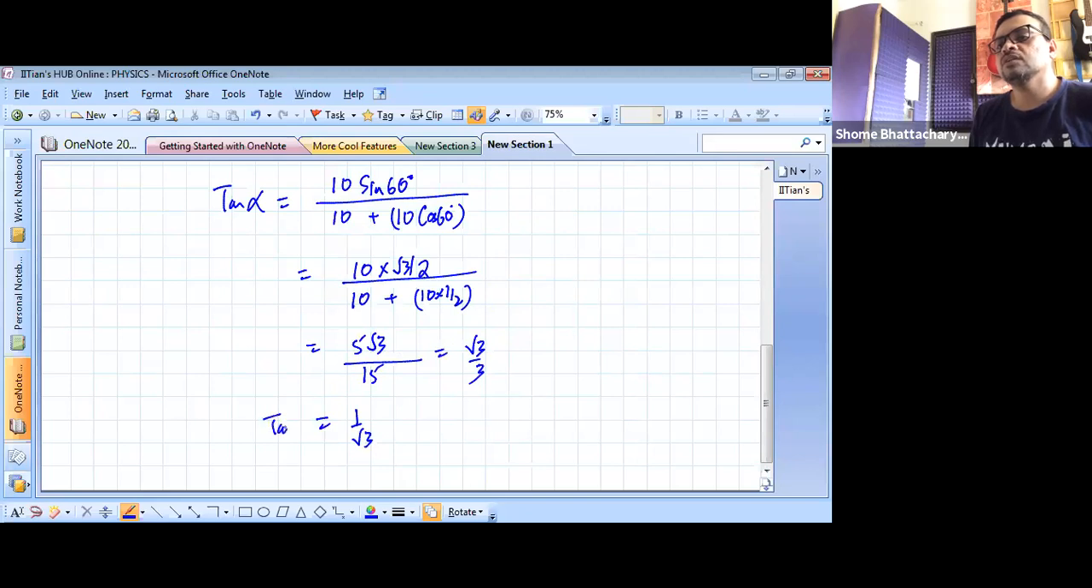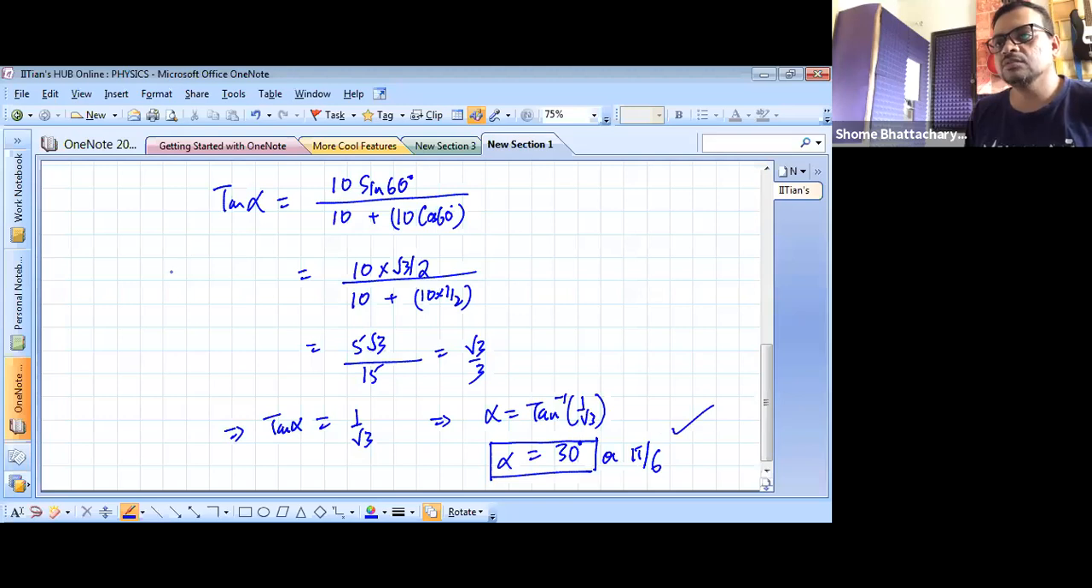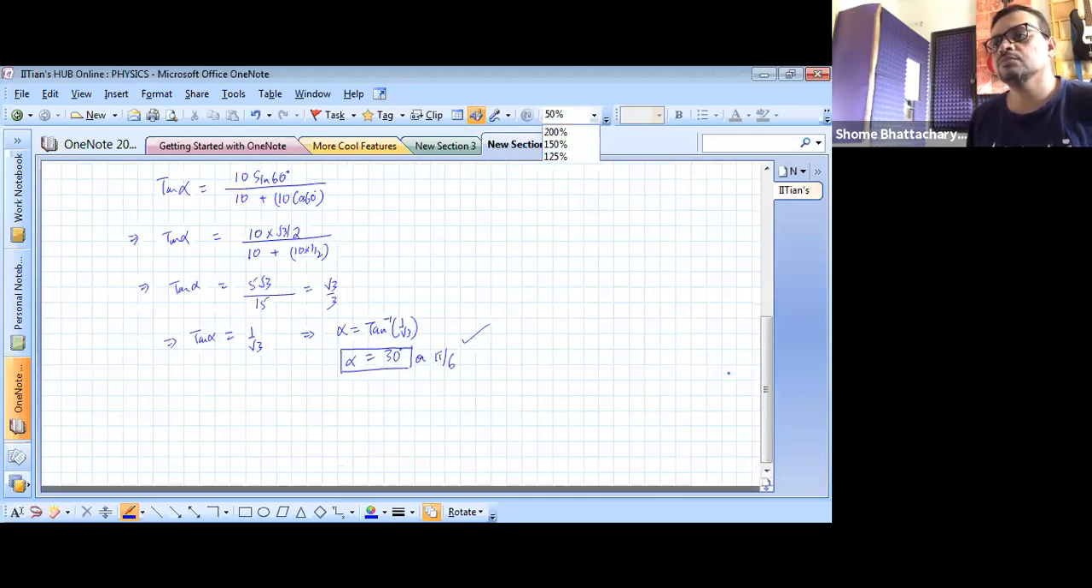Okay? So tan alpha is equal to 1 by root 3, which means alpha is tan inverse of 1 by root 3. That you know is 30 degrees, or you can also write it as pi by 6, whichever is given to you in the options. So this is the simple, straightforward way of doing it using triangle law. I'll also show you another trick for doing this question, but first you can go through this and make sure this is clear.